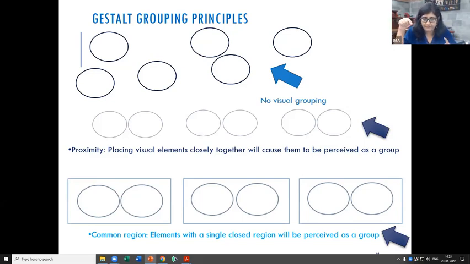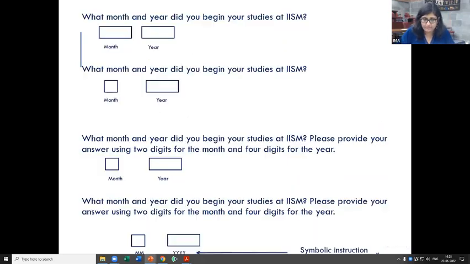Don't mix it up. So creating good subsections will help in this kind of visual processing. The second thing is, if you want data in a particular format, you specify the format. It's called symbolic instruction, the fourth example.